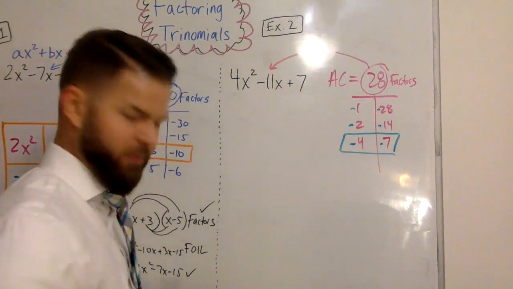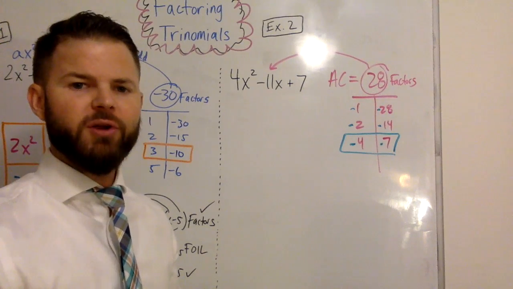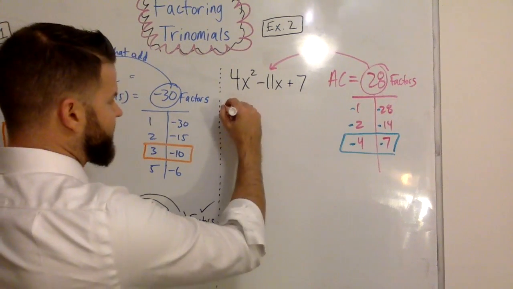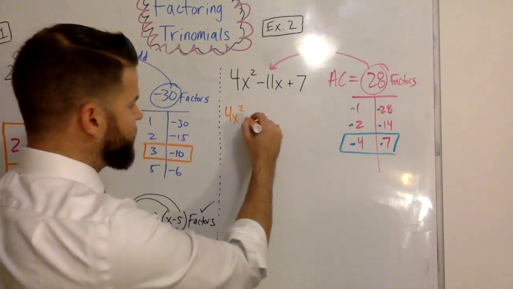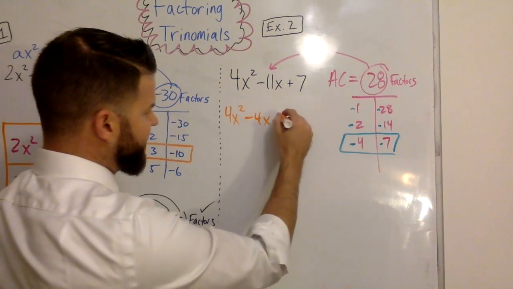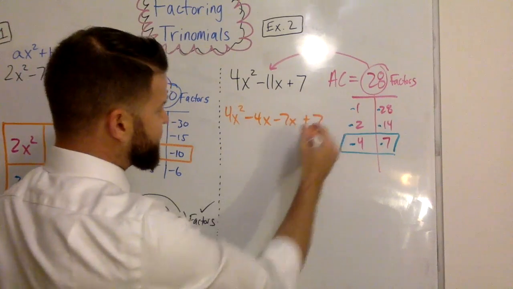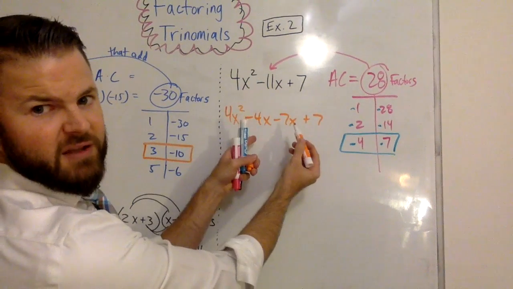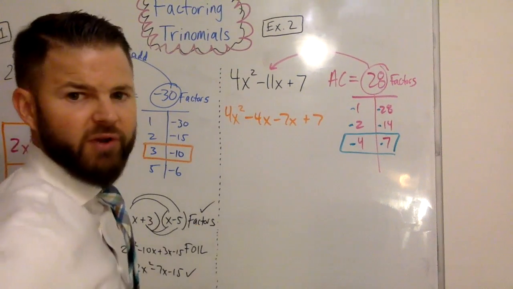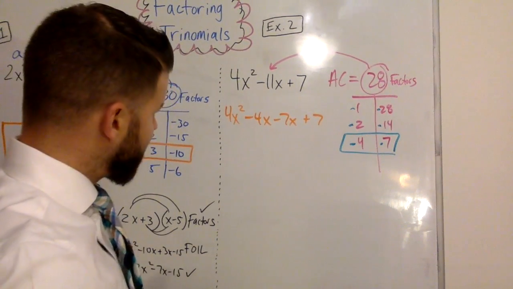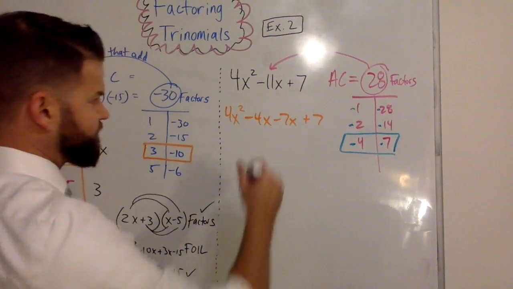This is option number 2, so hold on to your hats. What I'm going to do is I'm going to rewrite my original trinomial to reflect my 2 new factors. So instead of negative 11x, I just split this negative 11x into 2 of its factors, negative 4x and negative 7x that I found over here. All right? So what I'm going to do is I'm going to group these guys up.